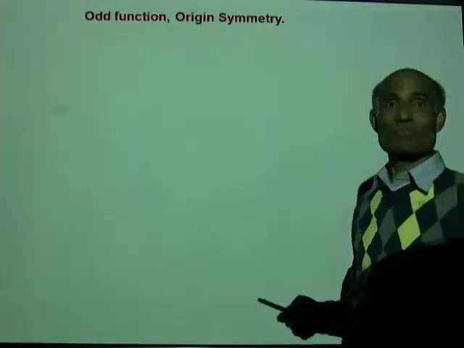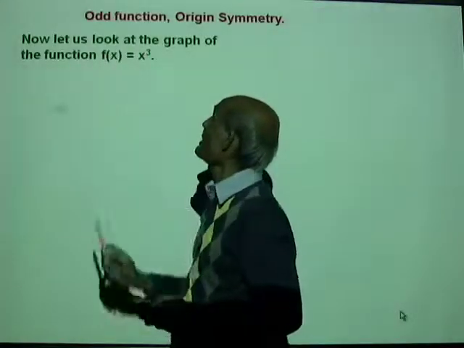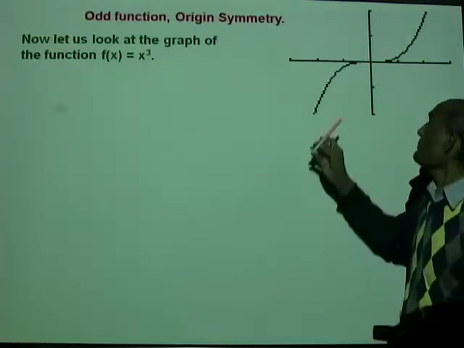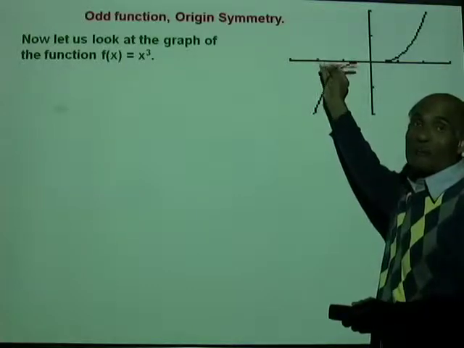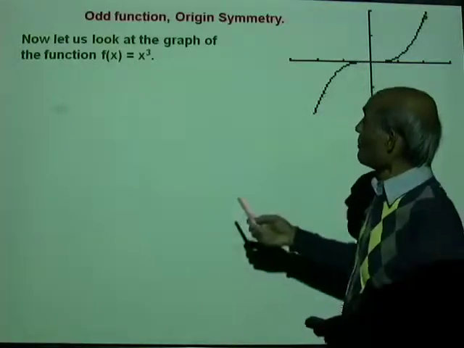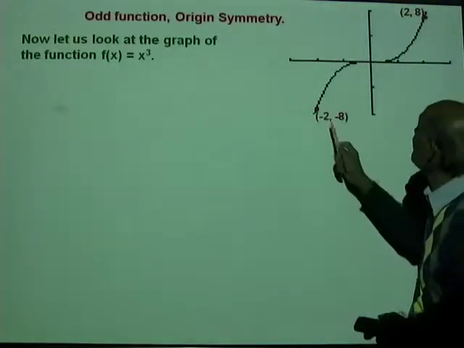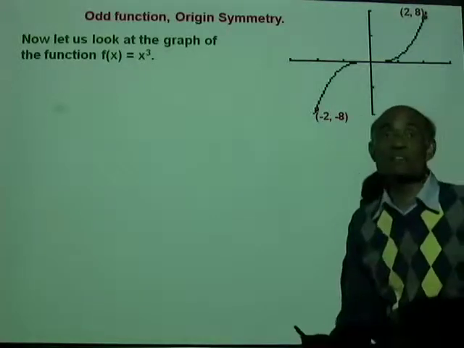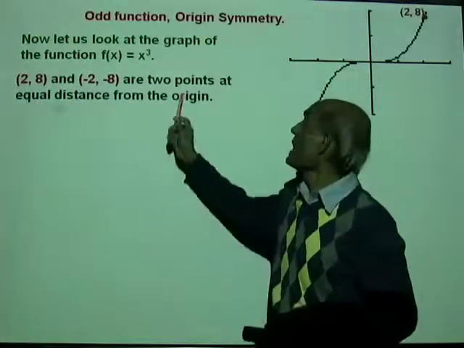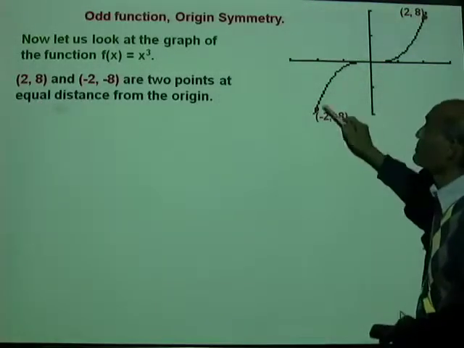That's right, very important. Now, what's an odd function or origin symmetry? Let's look at the graph of f of x equal to x cubed. Now, this one, if you reflect about the x-axis and then about the y-axis, you actually get back the same graph. Well, you can see the point 2, 8 is on the graph, and the point negative 2, negative 8 is also on the graph. That is 2, 8 and negative 2, negative 8 are 2 points at equal distance from the origin. That distance equal to this distance.